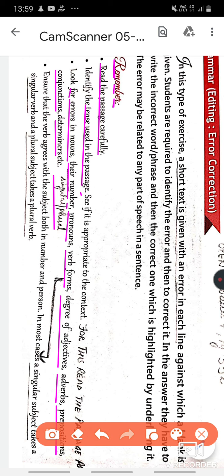When we talk of verb forms, please keep in mind, in most cases, a singular subject takes a singular verb. That means you have to take care whether the passage is about a subject that is singular or plural. Further, a plural subject takes a plural verb. Before you start with the exercise or the question related to error correction, you must read these points once again or rewind the video and see it once again.